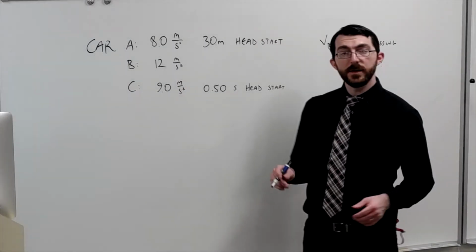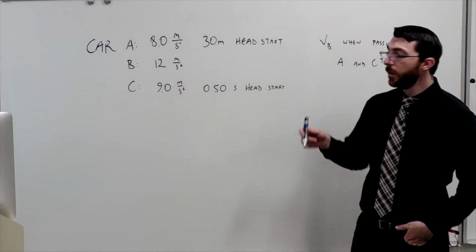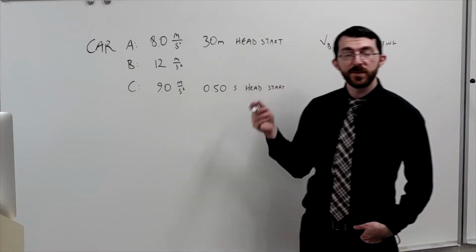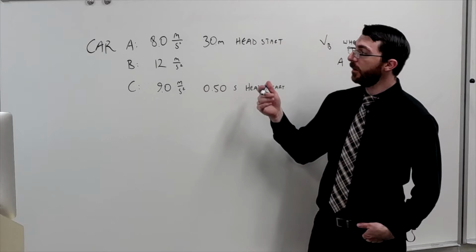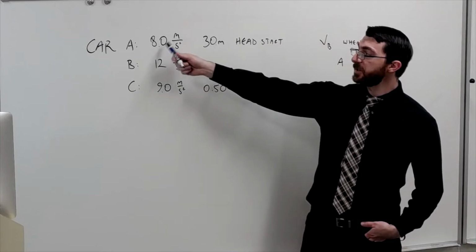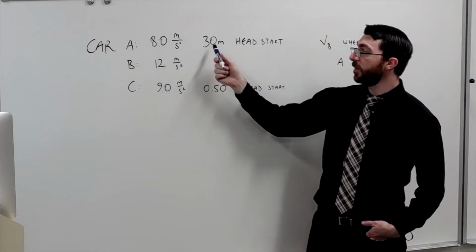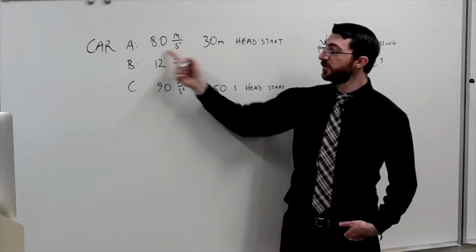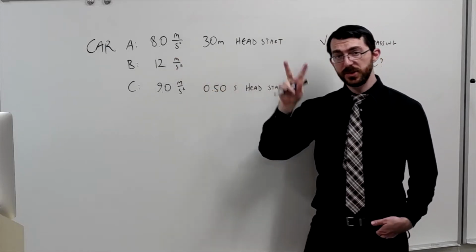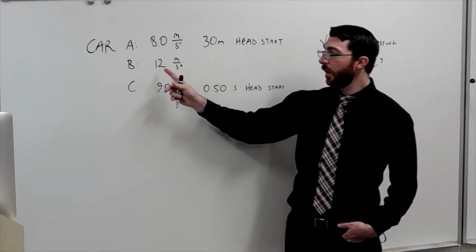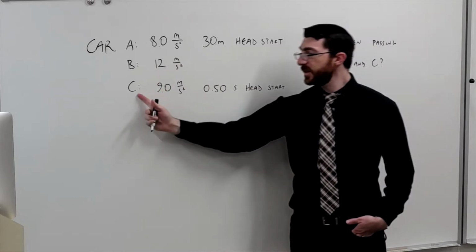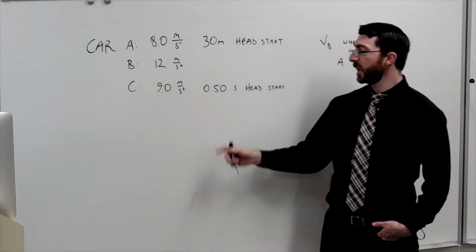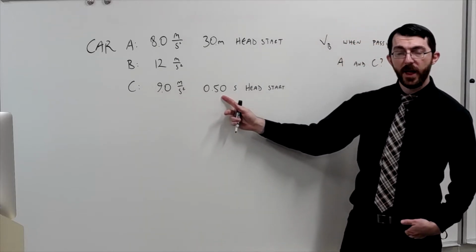So this is today's problem. We're starting with the same drag race that we had last week. In this case, car A has an acceleration of 8 meters per second squared with a 30-meter head start. As you see, I've tried to notate things so everything has two significant digits now. B has an acceleration of 12 meters per second squared, and C has an acceleration of 9 meters per second squared with a half-second head start.